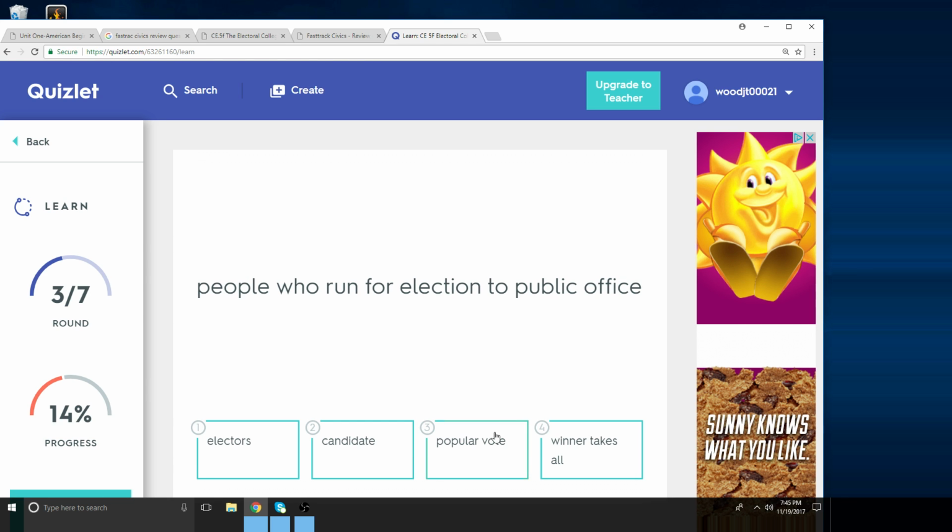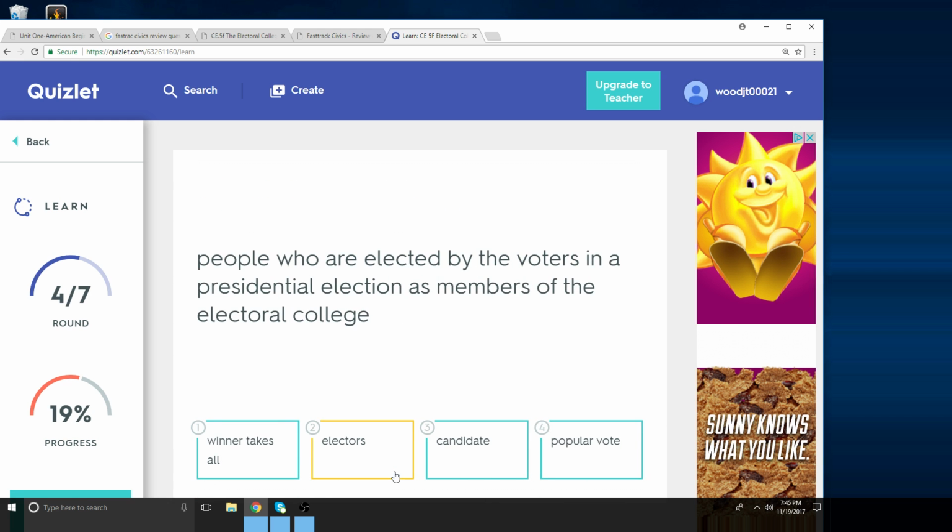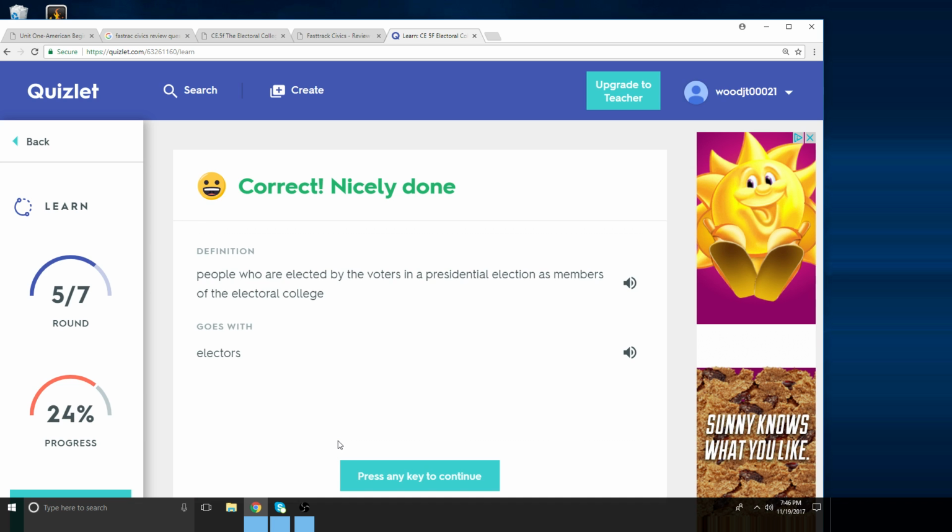People who run for election to public office, we have talked about that as candidate. You should definitely know that by now. No, Miriam, not that. Close, but not all the way. People are elected by the voters in a presidential election as members of the Electoral College. And we talked about that, the electors. Okay.